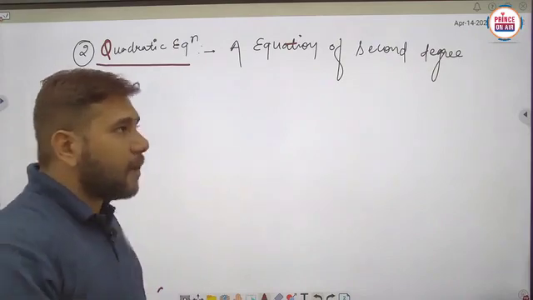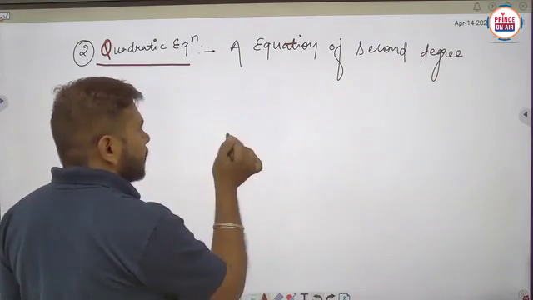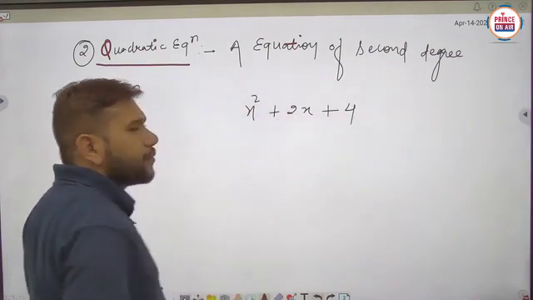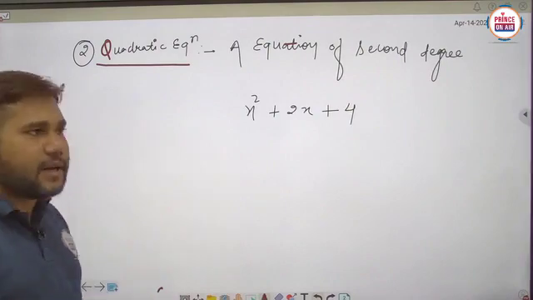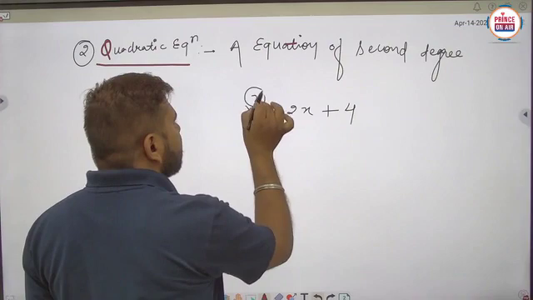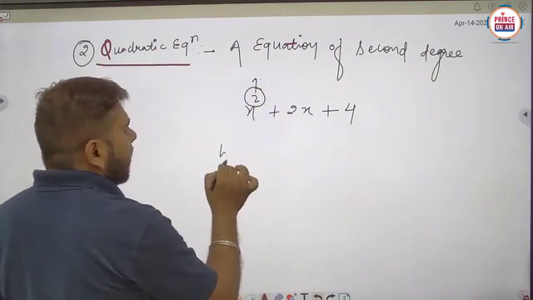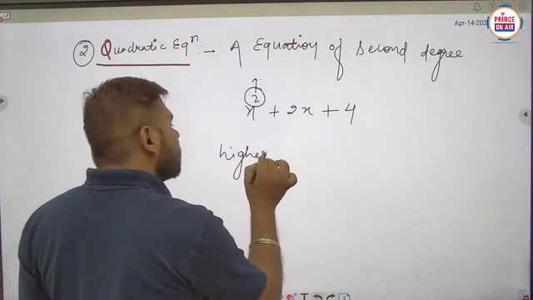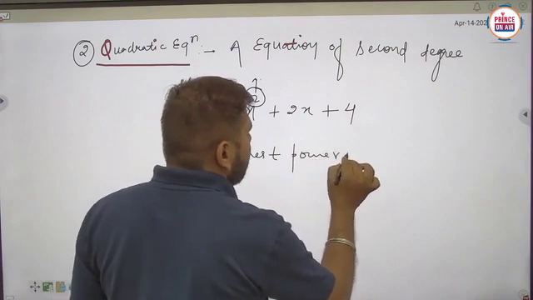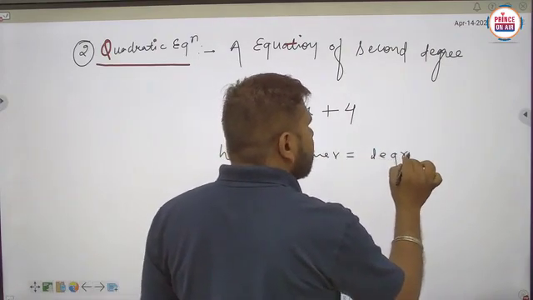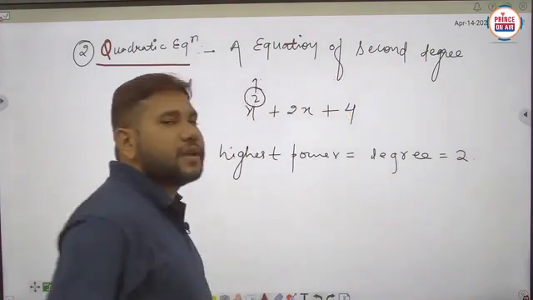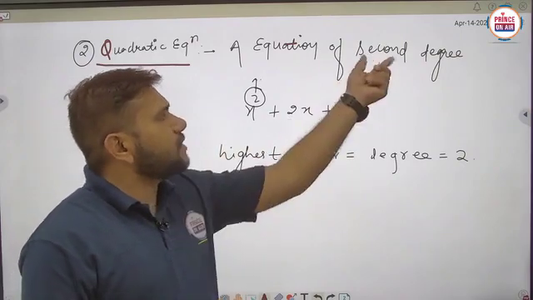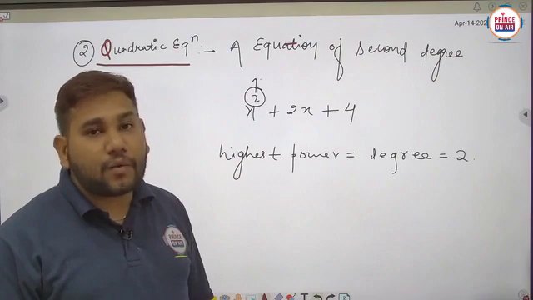Degree means highest power. Suppose I am writing here an equation, x square plus 2x plus 4. What is the highest power of x here? The highest power of x is 2. So the highest power is known as degree, which is equal to 2. Yes or no? If the degree, the highest power of any equation, is 2, that equation is a quadratic equation.